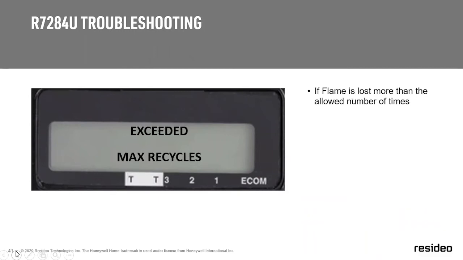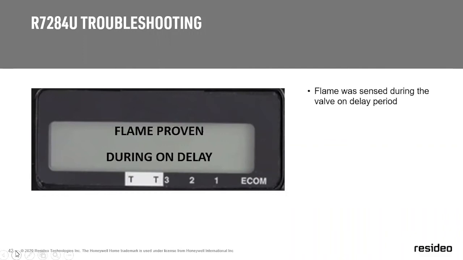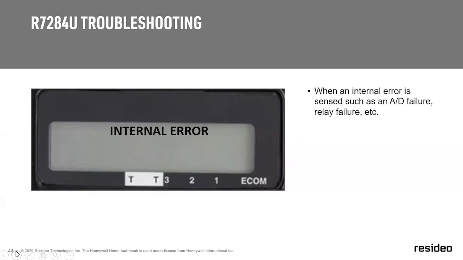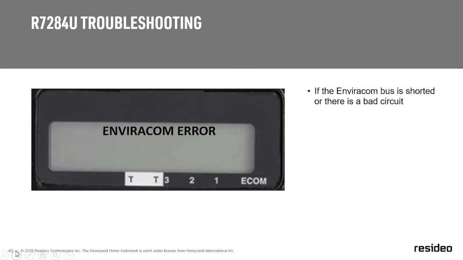Exceed the max of recycles if the flame is lost more than allowed number of times. Flame was sensed during the valve on delay, and it explains it in plain language there. Flame was sensed during the burner motor off delay period, and when an internal error is sensed, such as AD failure, relay failure, etc., internal error. The Envirocom is just a communication bus that's shorted, or there was a bad circuit on the Envirocom. And we'll talk a little bit about that Envirocom connection.